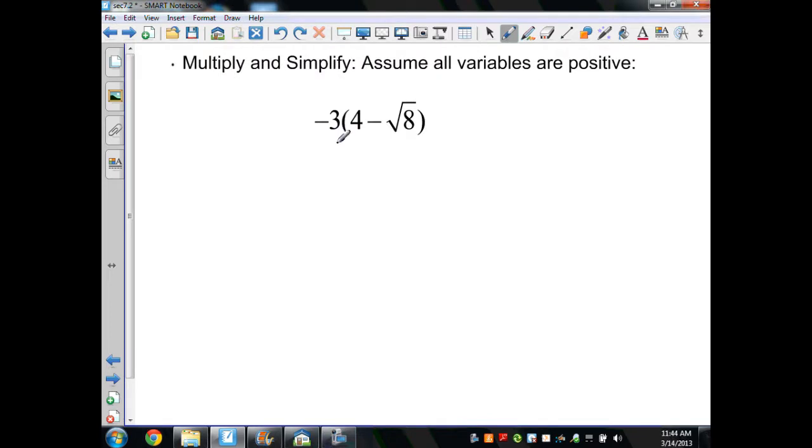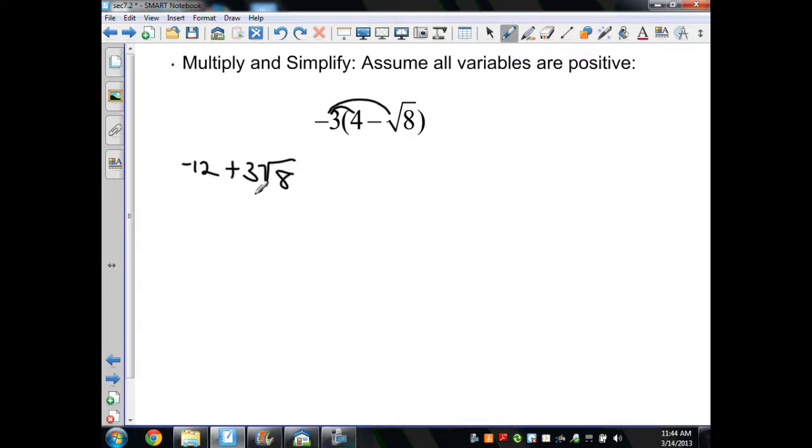Here I have a monomial times a binomial, therefore I'm going to use the distributive property. I'm going to show you two ways to do this. First, we can just distribute, then simplify. So let's do that procedure. Negative 3 times 4 is a negative 12. And a negative 3 times a negative 1 is a positive 3. And then I have the square root of 8. So I have 3 square roots of 8.